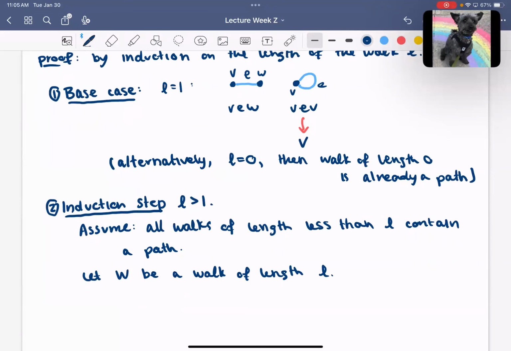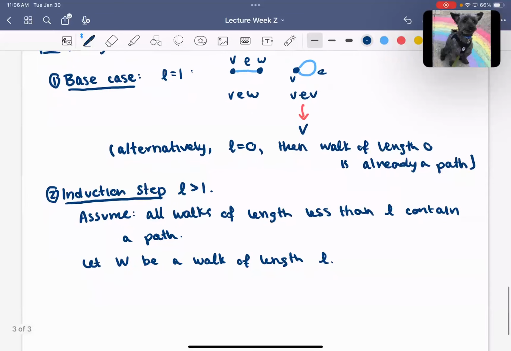Okay, so there's going to be kind of two cases. So what is the issue with a walk? Like, in what scenario could a walk not be a path? It's when it has a repeated vertex, right? If all of the vertices are distinct, then your walk is already a path. So we're gonna just deal with that case separately.